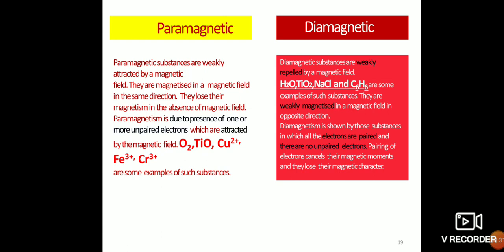Next is diamagnetic substances. These are the substances which are weakly repelled by the magnetic field. Paramagnetic substances are attracted and diamagnetic substances are weakly repelled by the magnetic field. Water, titanium dioxide, NaCl, benzene are some typical examples of diamagnetic substances. Remember, titanium oxide is paramagnetic while titanium dioxide is diamagnetic in nature. These are weakly magnetized in the magnetic field in the opposite direction. This phenomenon is shown by substances which have paired electrons and no unpaired electrons. The pairing of electrons cancels their magnetic moment and hence they lose their magnetic character.